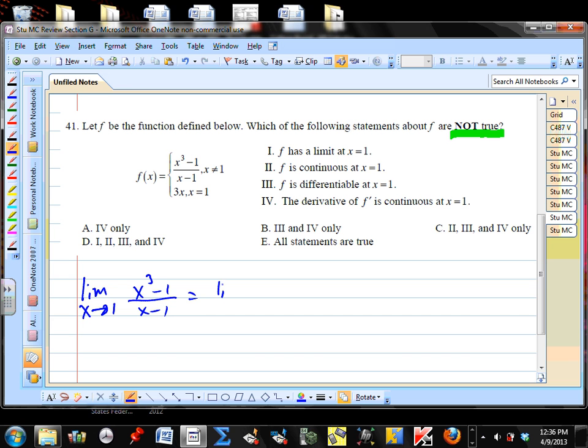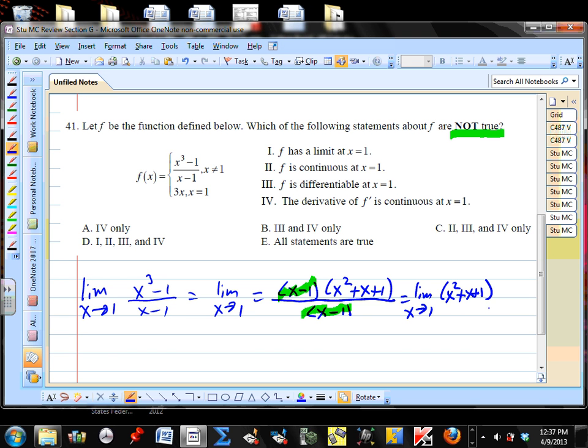Well, remember, we can factor because the numerator at the top has a difference of 2 cubes. So this is really going to be x plus 1. Nope, I lied. x minus 1 times the quantity x squared plus x plus 1, all over quantity x minus 1. And you see that the x minus 1 factors eliminate each other. So we've got the limit as x approaches 1 of x squared plus x plus 1.